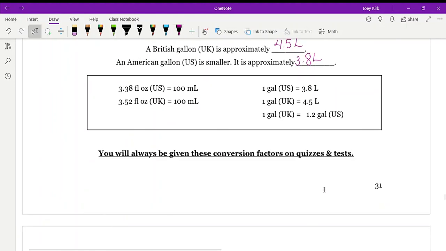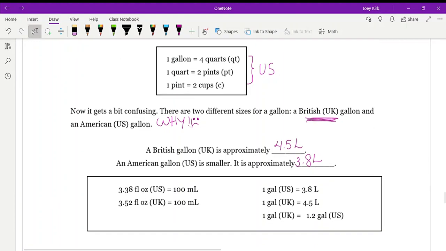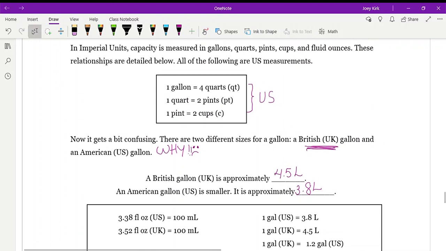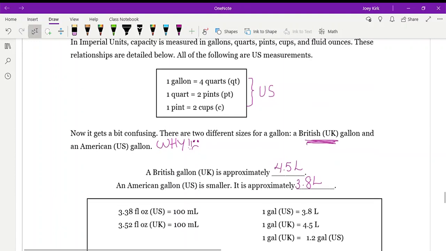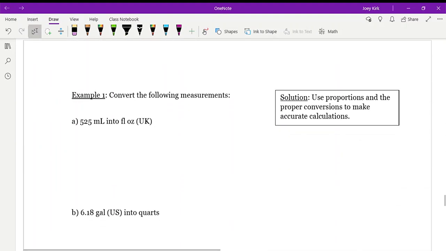You'll see on the screen we have options for also something called fluid ounces. If we go back up, you'll notice we've also got quarts, pints and cups, none of which, just like inches and feet and yards, have a normal way of converting between them. But it's a little bit better than inches, feet, and yards. All of this, again, we're just setting up the ratios like we did, and it's all available on your formula sheet, which you always have access to. I did write down here that you will always be given these conversion factors on quizzes and tests, even more so now. So let's look at a couple examples.